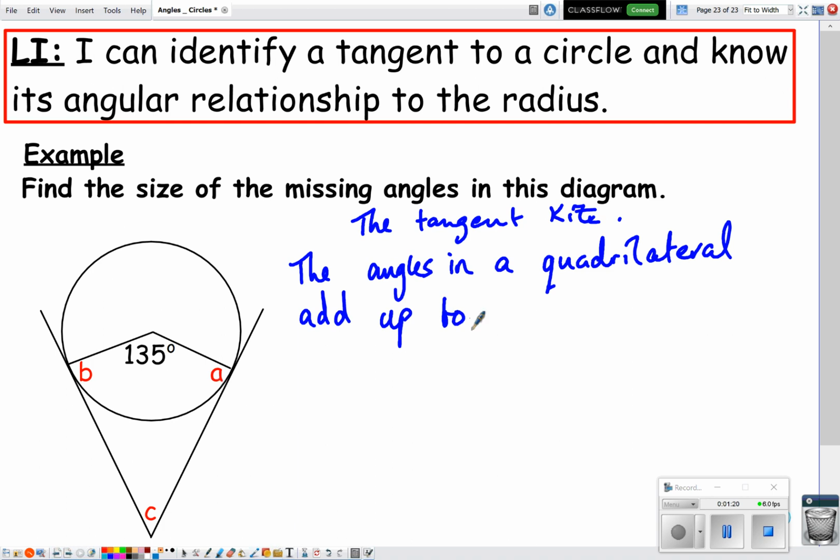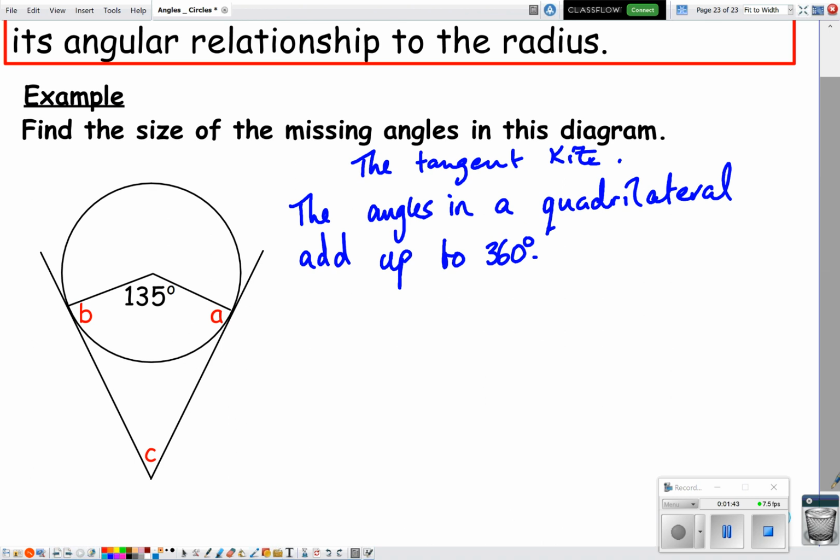Right, pretty sure I heard everybody shout 360 degrees. If you did, brilliant, well done. Now, the angles in a quadrilateral add up to 360 degrees, so these four angles here, the 135, B, A and C, should all add up to 360. But we know something special about angles A and B. We know that because the angle at A here is made up of a radius and a tangent, that A, and the same as B, we know that they are 90 degrees.